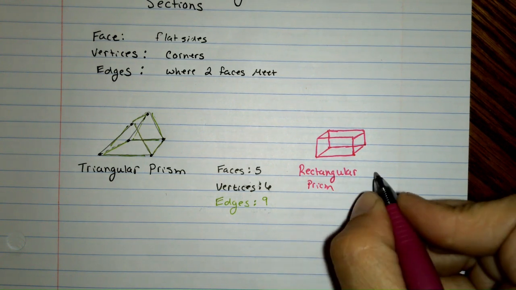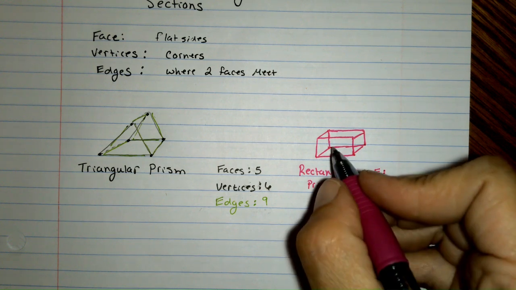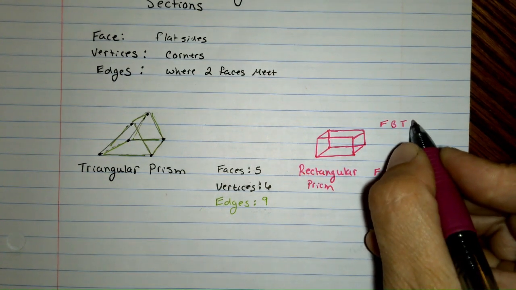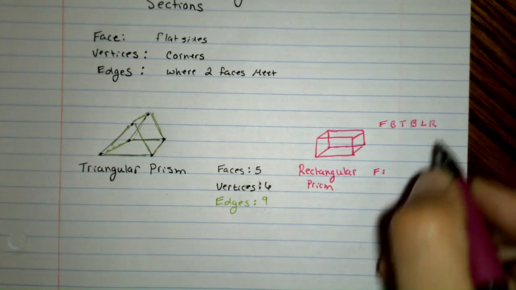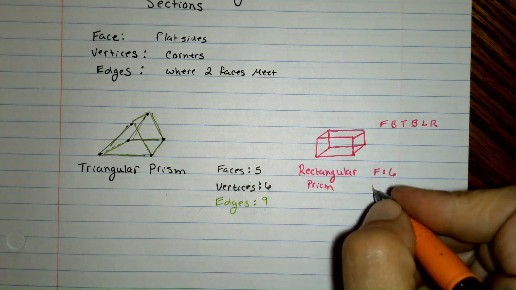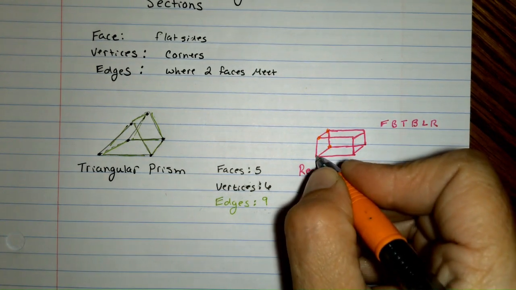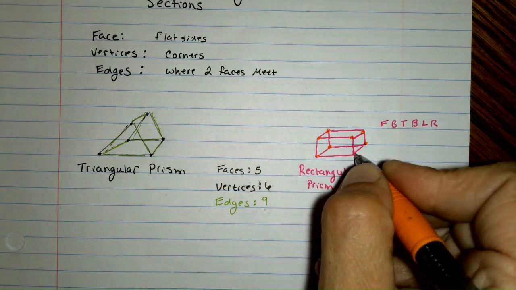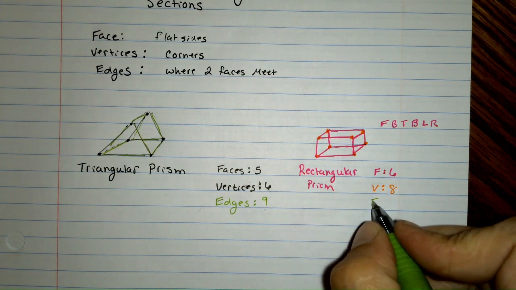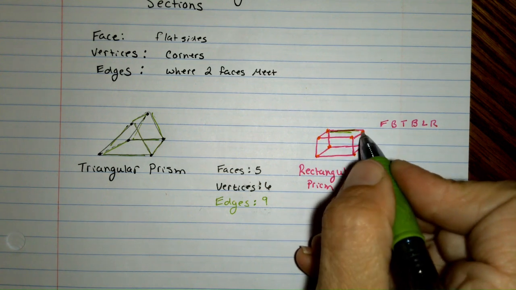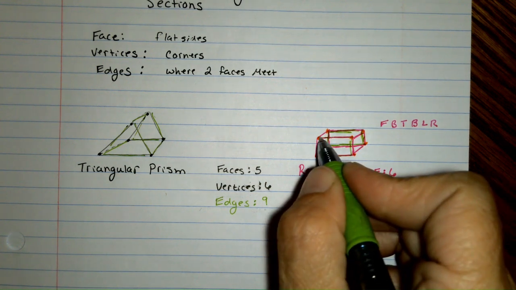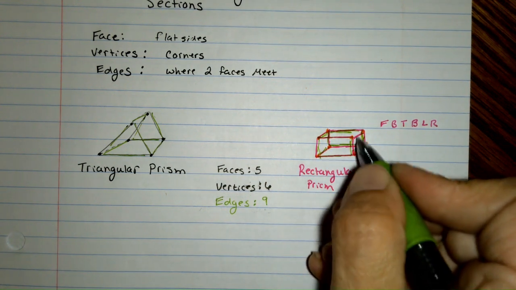All right, and the number of faces, well, we have the front, the back, top, bottom, left, and right. We have 6. Vertices: 1, 2, 3, 4, 5, 6, 7, 8. And edges: 1, 2, 3, 4, 5, 6, 7, 8, 9, 10, 11, 12.